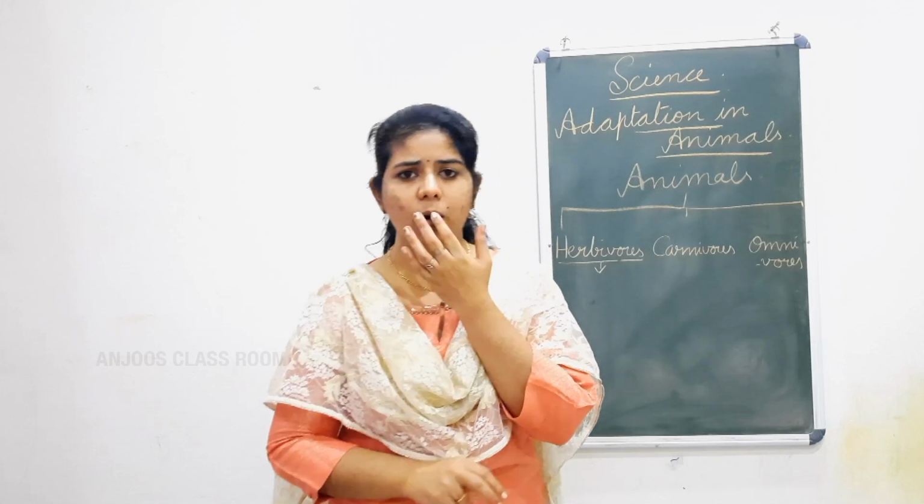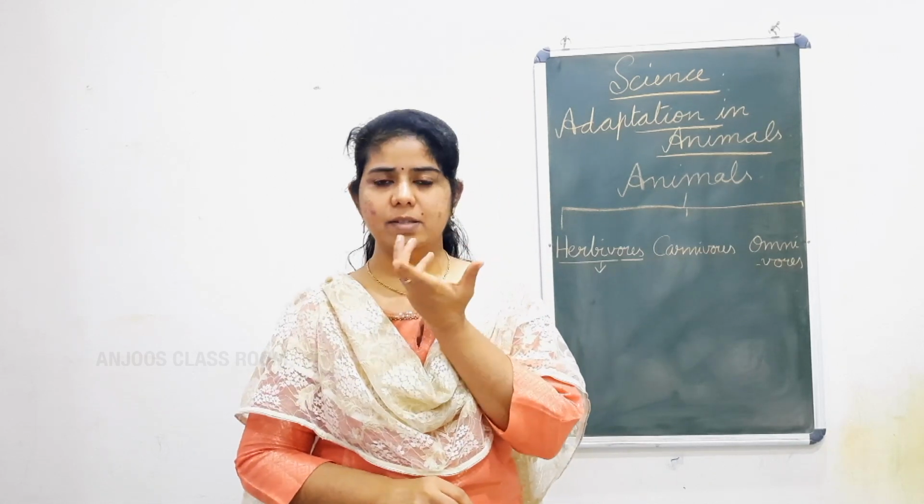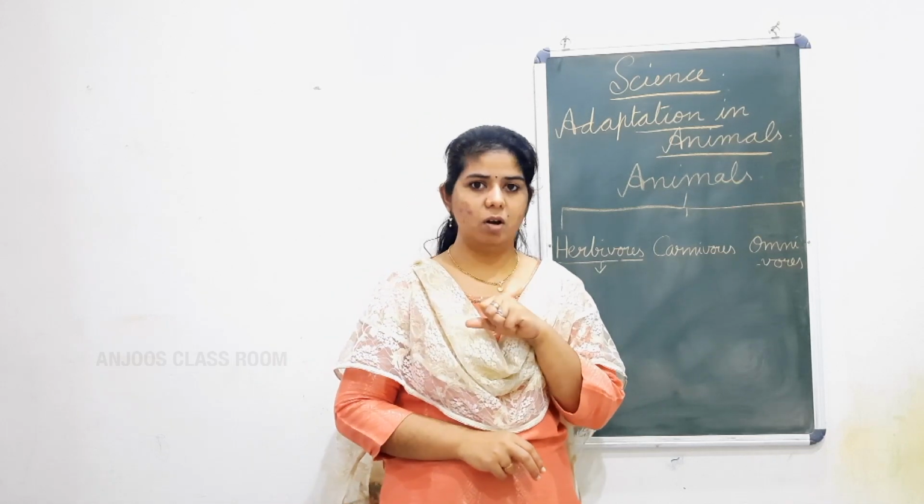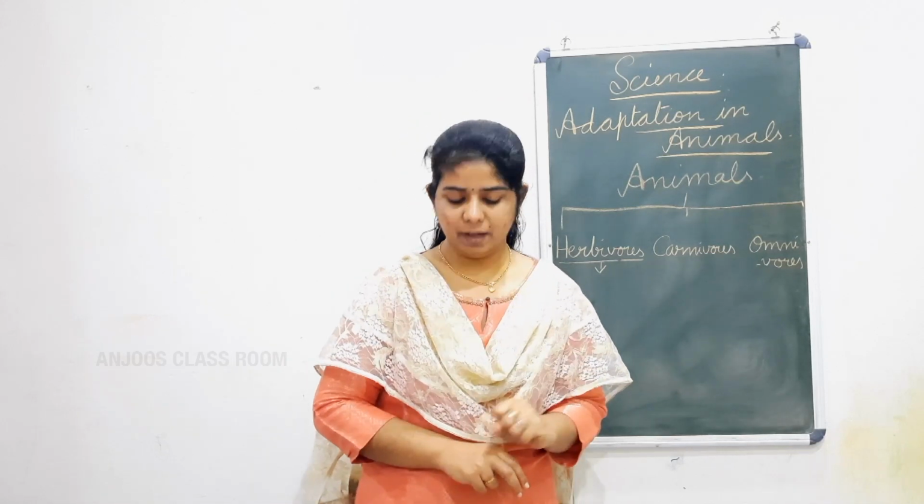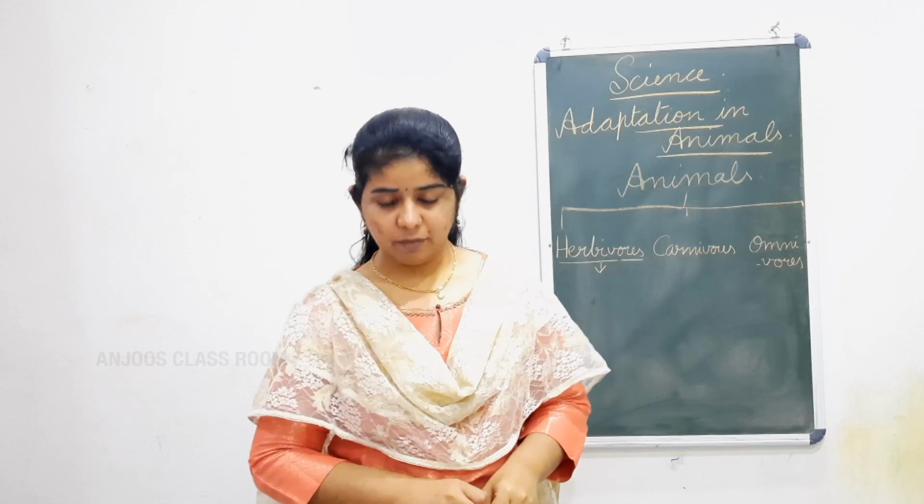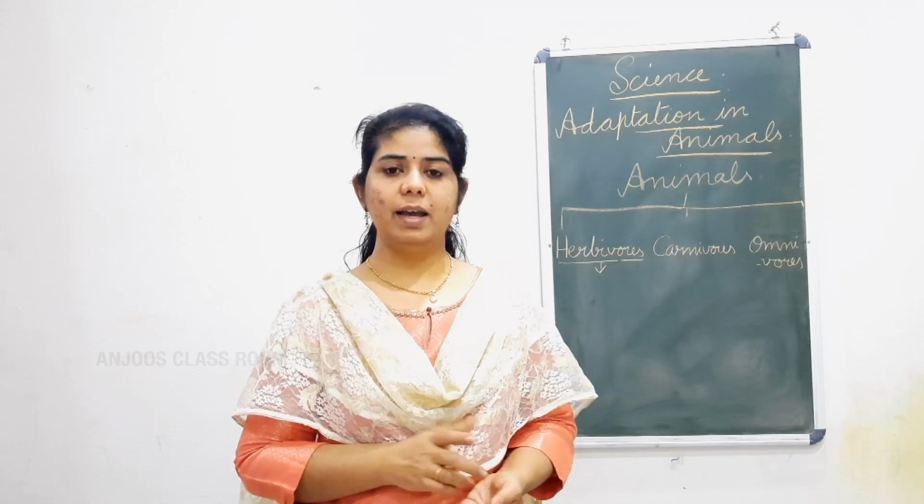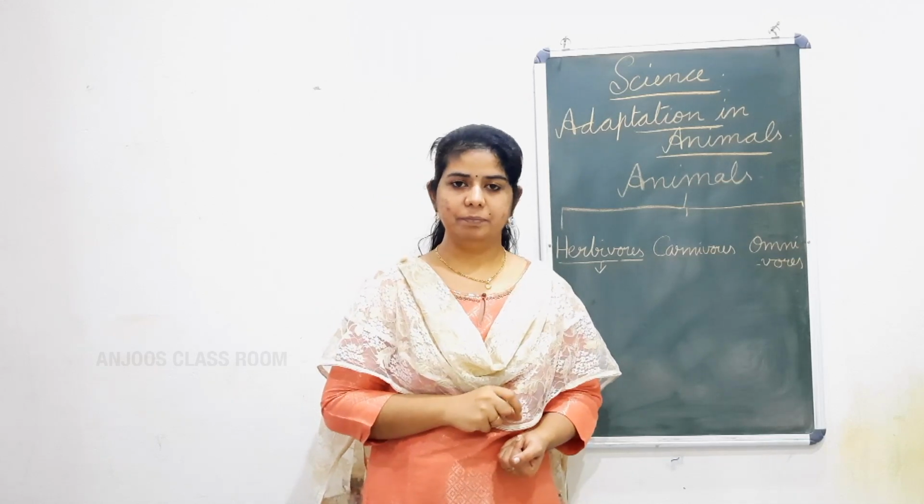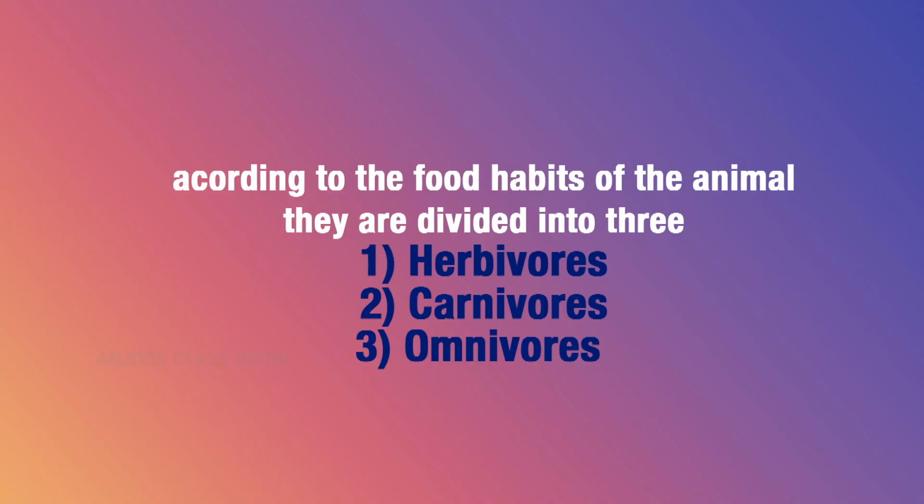So we need all the teeth here. Incisors we have, canines are there. So all those teeth will be sharp and strong to eat both plants and animals. Birds also have sharp beaks and claws for this. So according to the food habits of the animals, they are divided into three: herbivorous animals, carnivorous animals, and omnivorous animals.